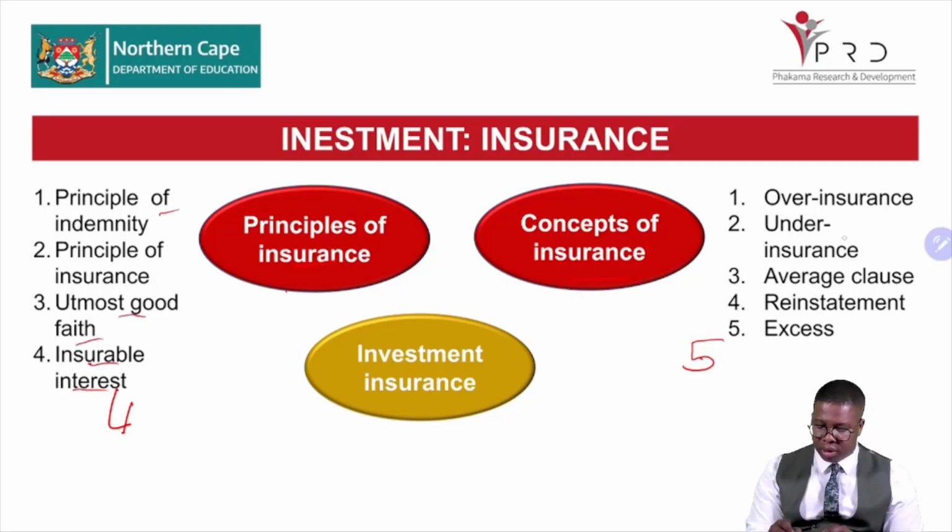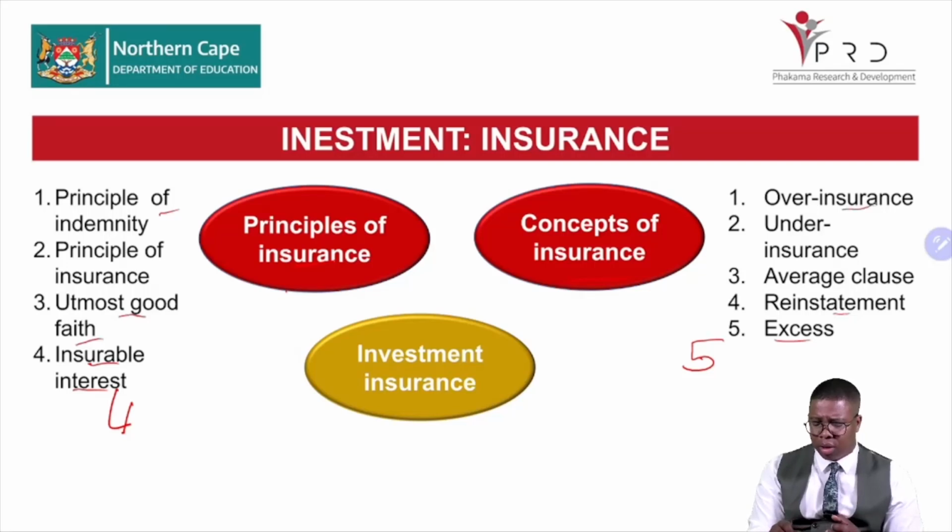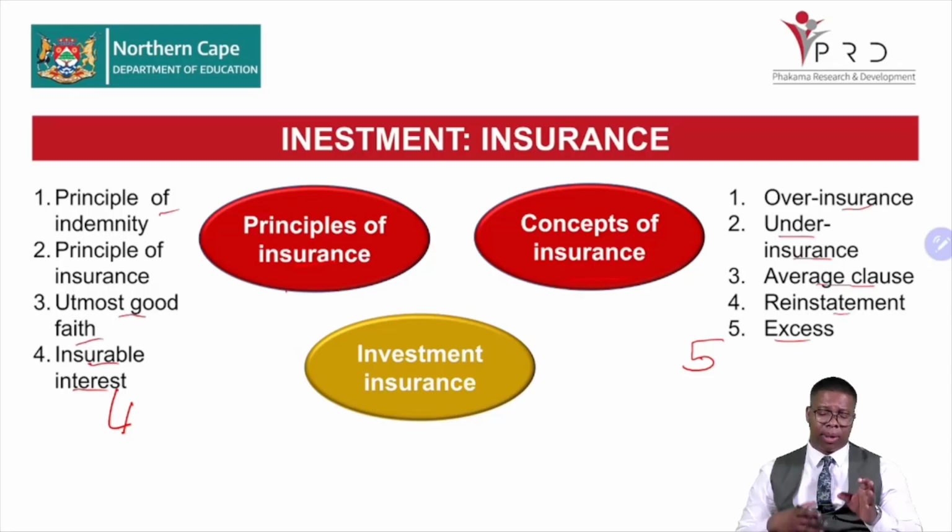But when you look into over insurance, under insurance, average loss, reinstatement, and excess, these are applicable to how situations would occur in an insurance. Hence, we say over insurance is when the business will be insured for more than the actual market value. And then under insurance has to do with the idea that an asset will be insured for less than its actual market value. And then average loss would be applied when goods are under insured, to say the insurance company will have to calculate.